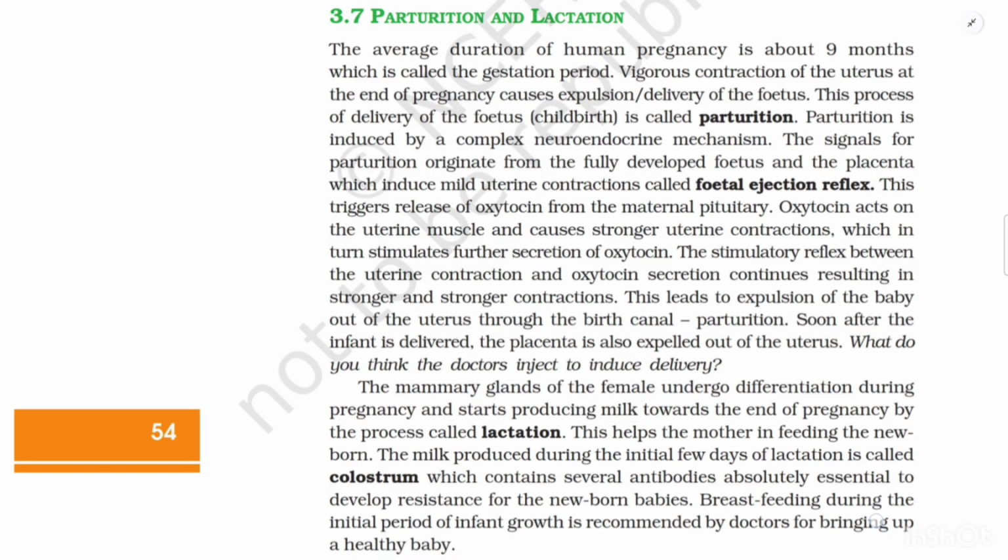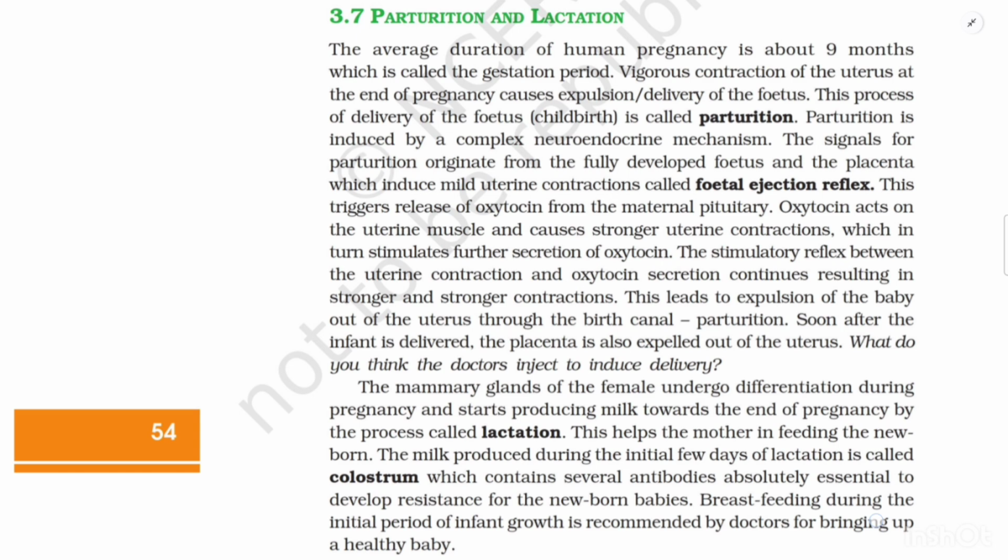What do you think the doctors inject to induce delivery? The mammary glands of the female undergo differentiation during pregnancy and start producing milk towards the end of the pregnancy by the process called lactation. This helps the mother in feeding the newborn.